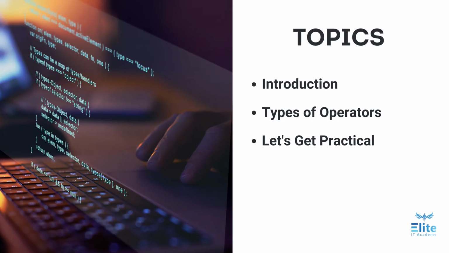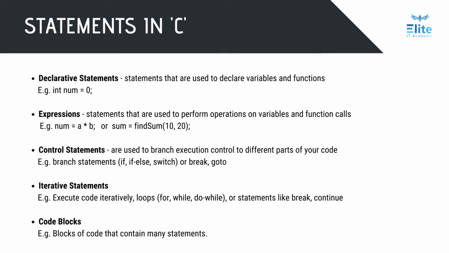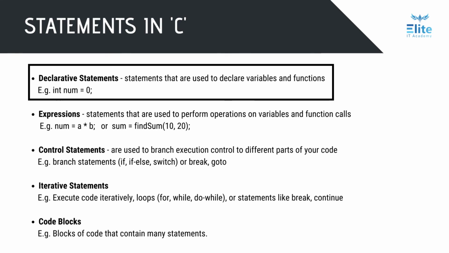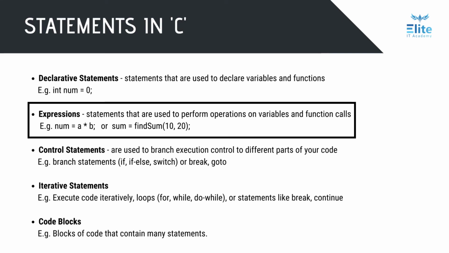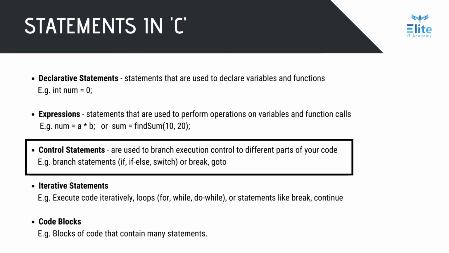Operators are symbols that are used to perform operations on data in a computer program. Every language has its own set of operators and defines the result of these operations. Now, a program in C consists of program statements. There are different kinds of statements: declarative statements that are used to declare variables, expressions that are used to perform operations and function calls, and flow control statements that change the program's execution flow, like in branches and loops.